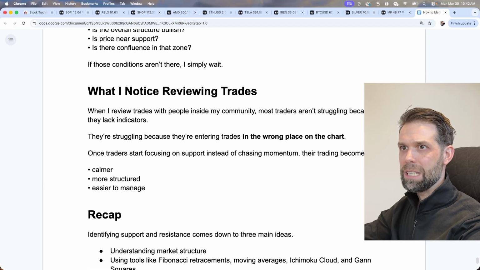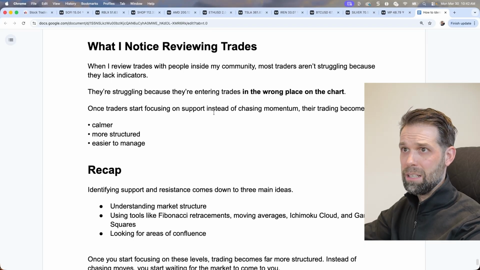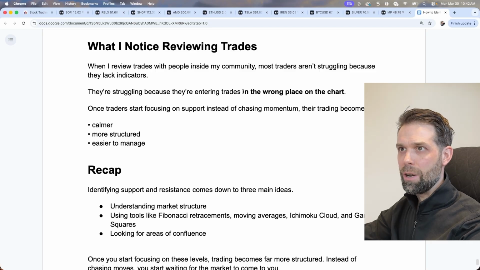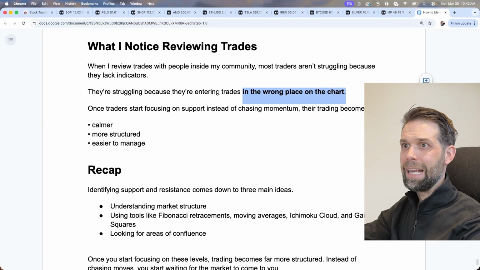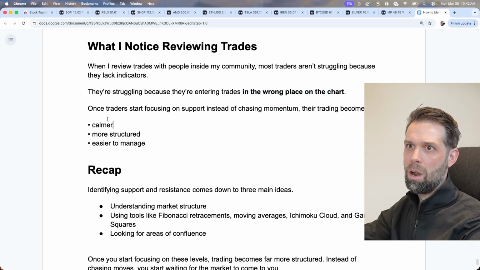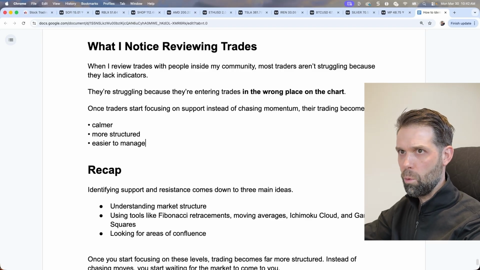So what I noticed after reviewing a lot of trades, especially with people inside our community and some other beginners that I've talked with, is that they tend to just enter trades at the wrong place on the chart. But when you start focusing and learning how to identify support, how to identify resistance on a price chart with those tools that we spoke about, I find that a lot of people start to be more patient. They're going to approach things in a more calm manner. Things are much more structured. They'll have rules. And then the trades that they're in just become easier to manage as well.